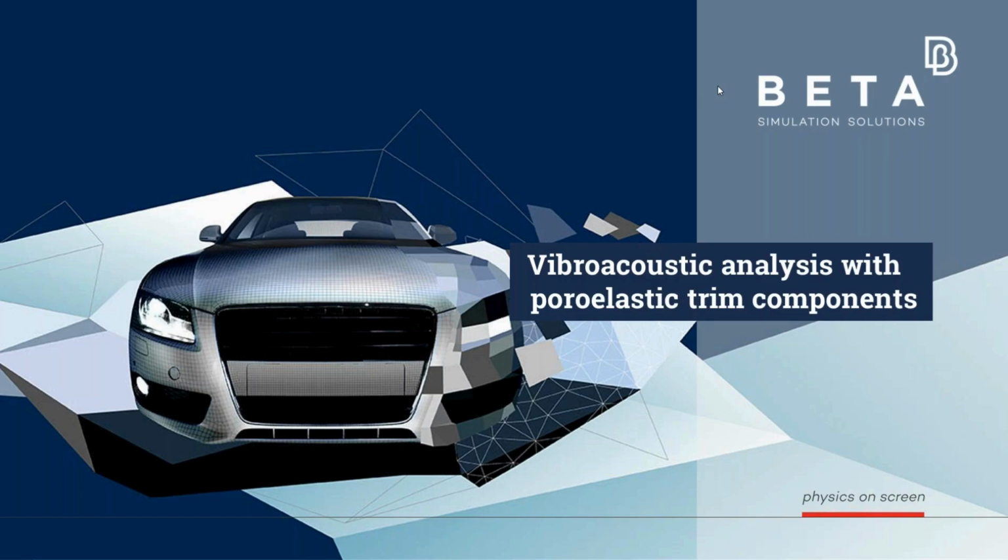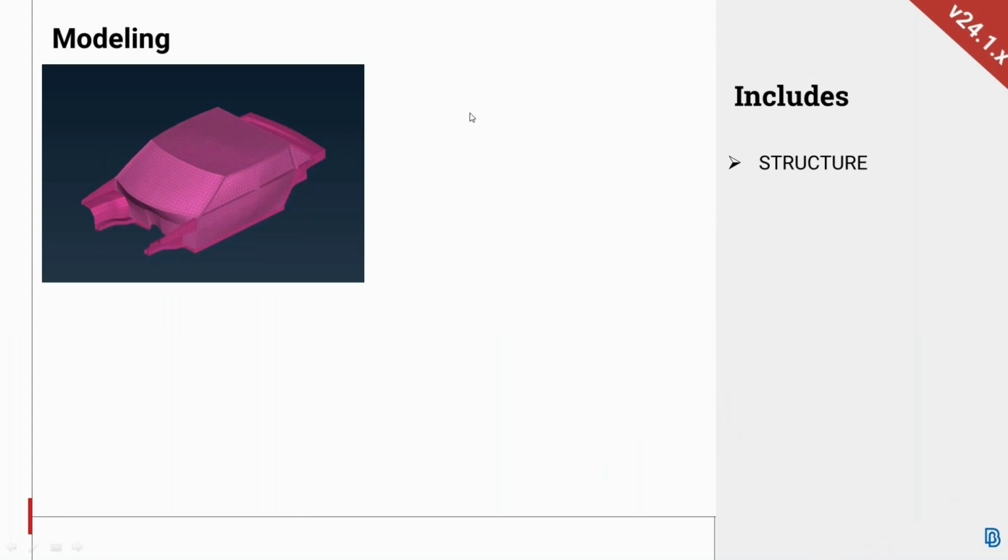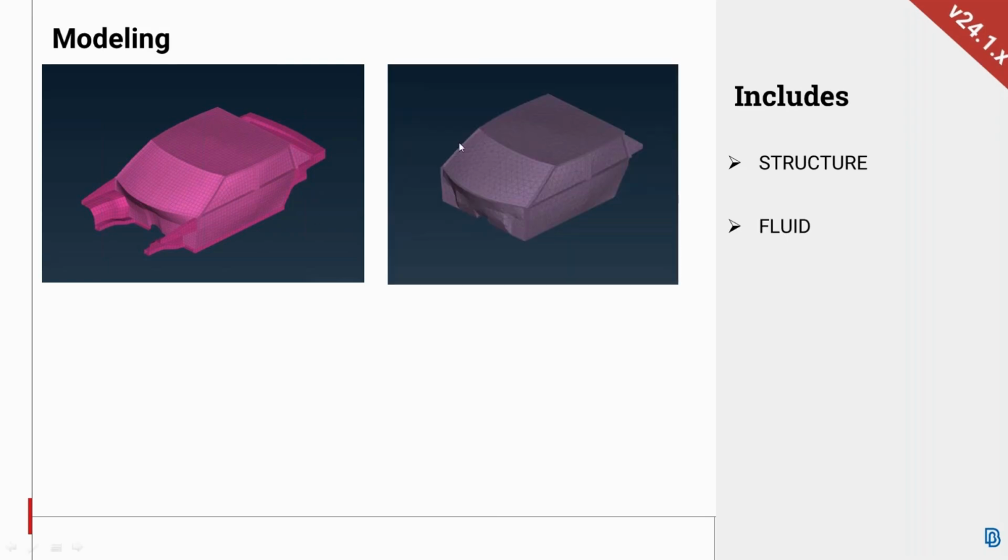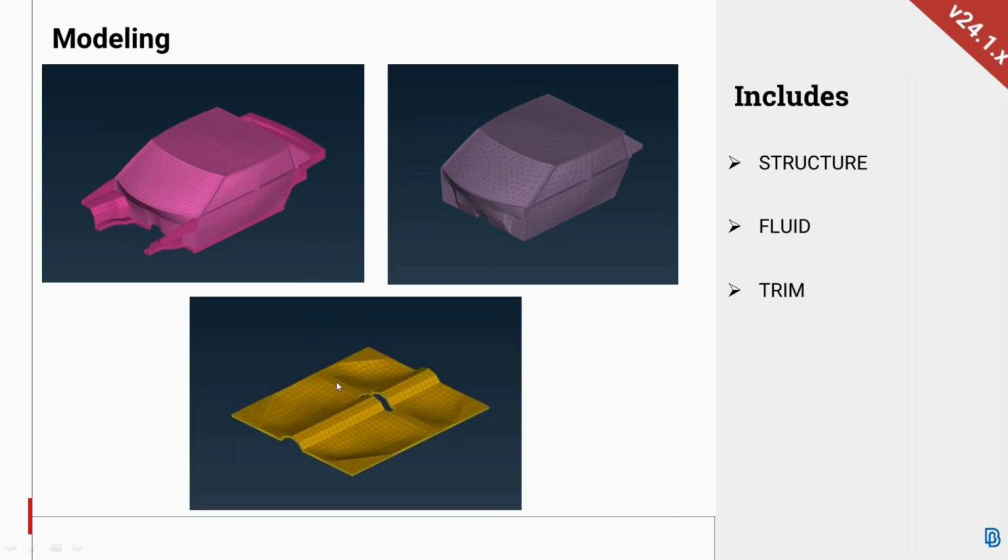To begin with, regarding the modeling within ANSA, it is mandatory to have 3 includes in order to do the modeling. One will be the structural part, the second will be the fluid part, and the third one will be the trim part in your ANSA database.